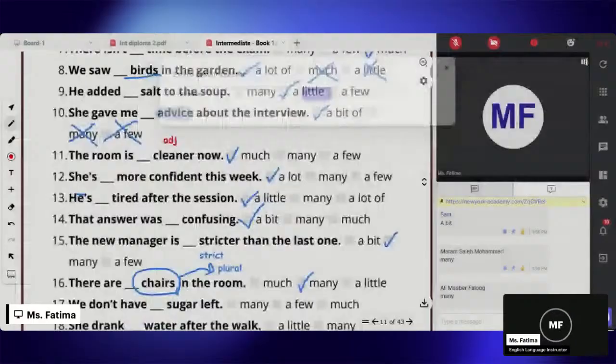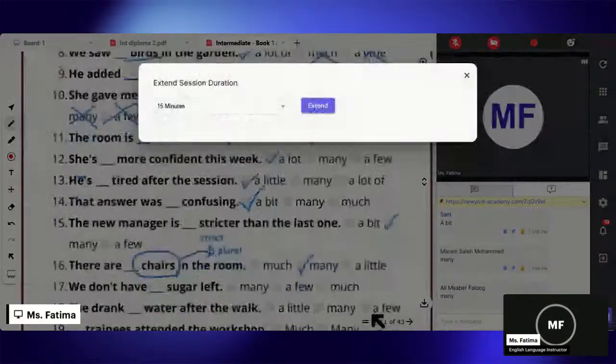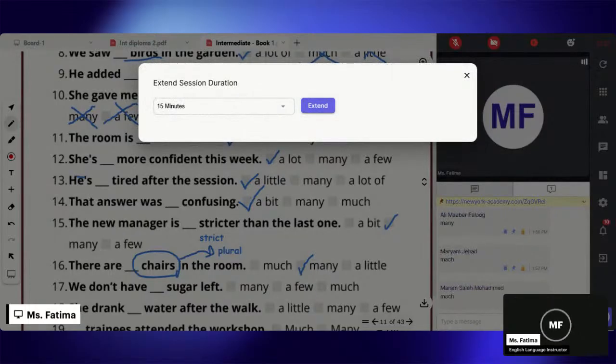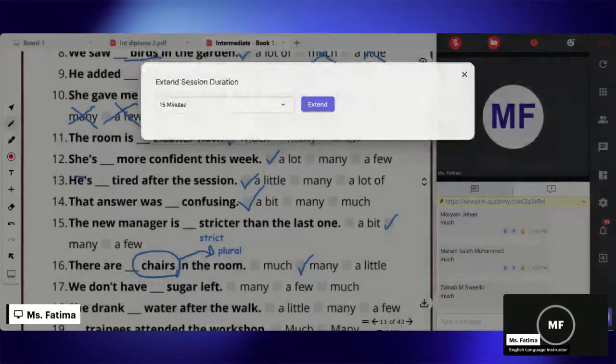Next, we don't have many sugar left. We don't have a few sugar left. We don't have much sugar left. What do you think? We don't have many sugar, much sugar, or a few sugar. Yes, excellent. We don't have much sugar left.